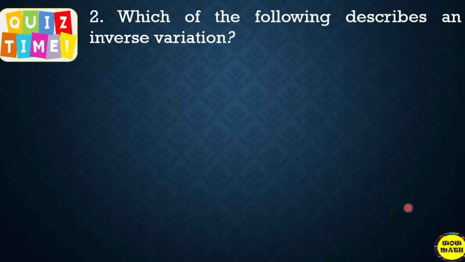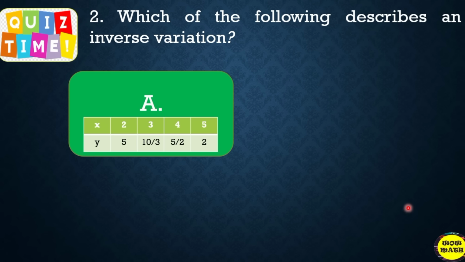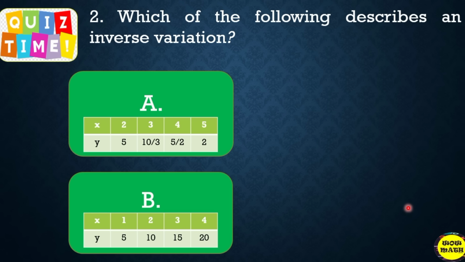Question number 2. Which of the following describes an inverse variation? Letter A, so using the table of values, if your x is 2, your y is 5. Your x is 3, your y is 10 over 3. If your x is 4, your y is 5 over 2. And if your x is 5, your y is 2. For letter B, if your x is 1, y is 5. If your x is 2, y is 10. If x is 3, y is 15. If x is 4, y is 20.